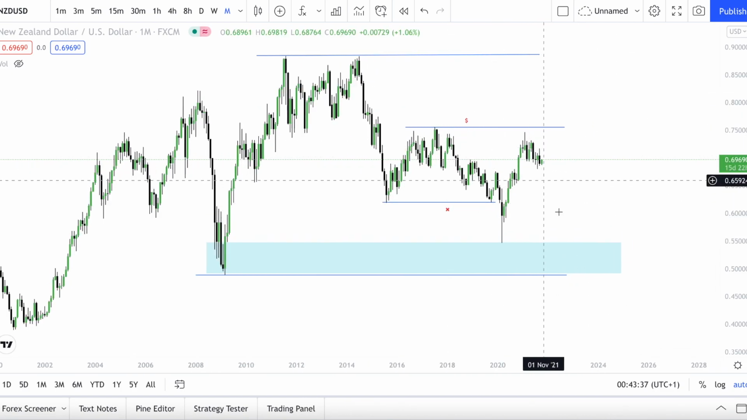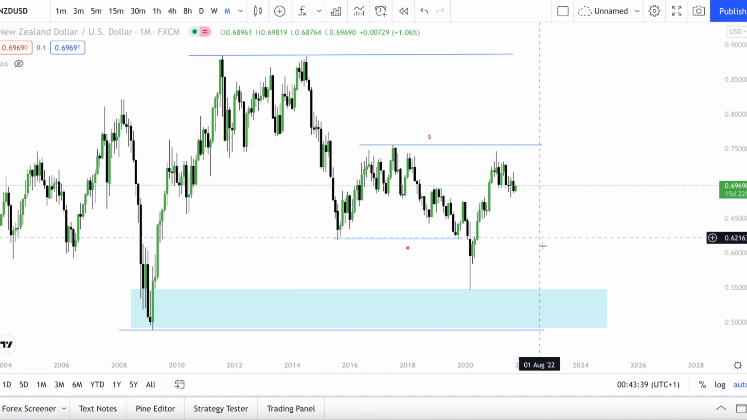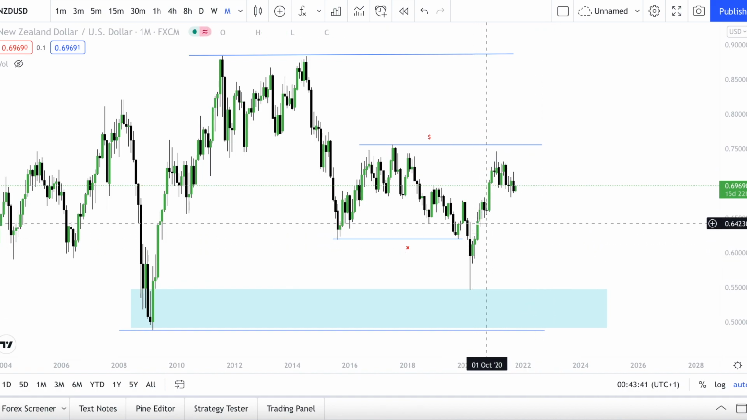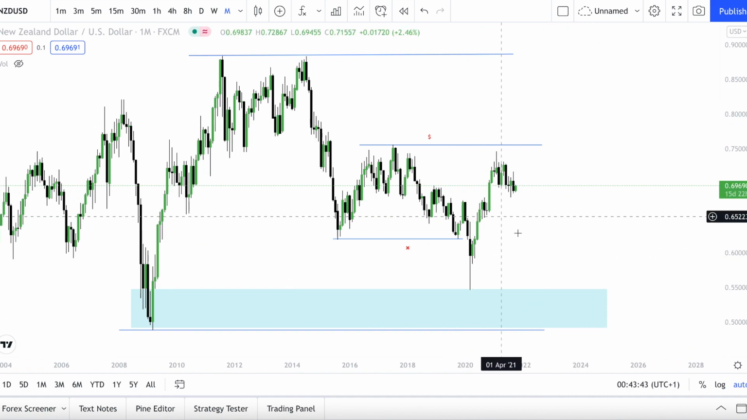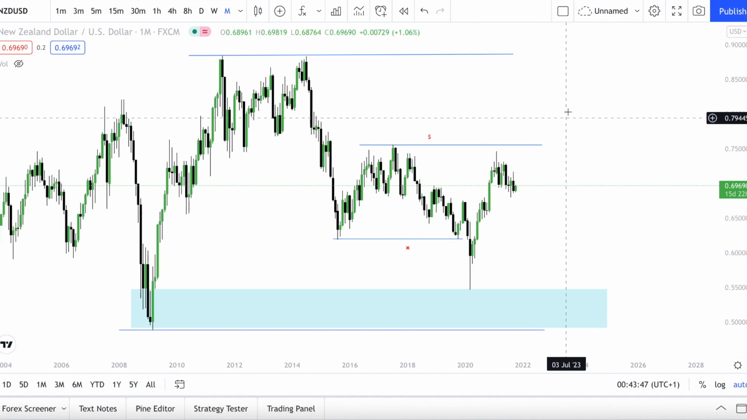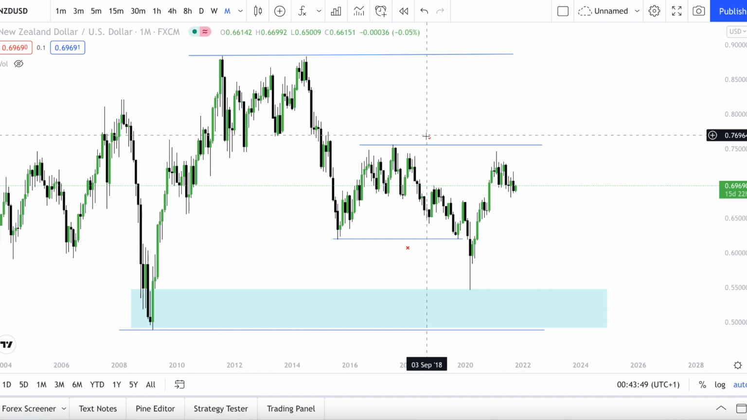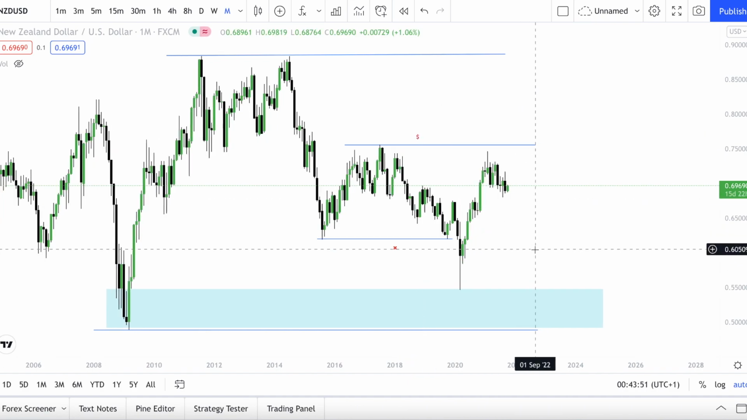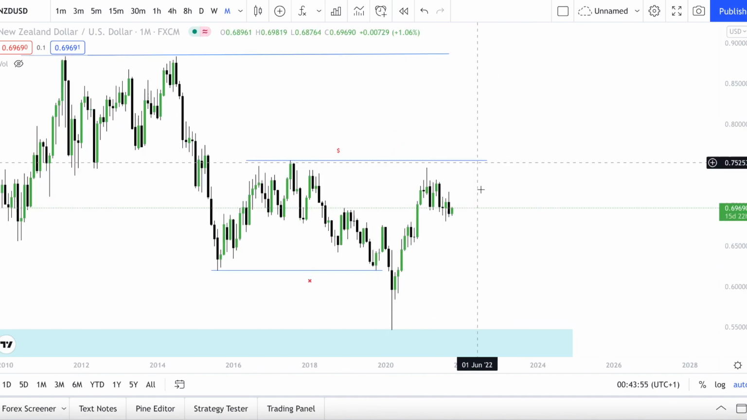Price can potentially come all the way down to here, and in this order block, and start mitigating these orders here. Start pushing to the upside, potentially grabbing this bit of liquidity, but we're not sure yet.